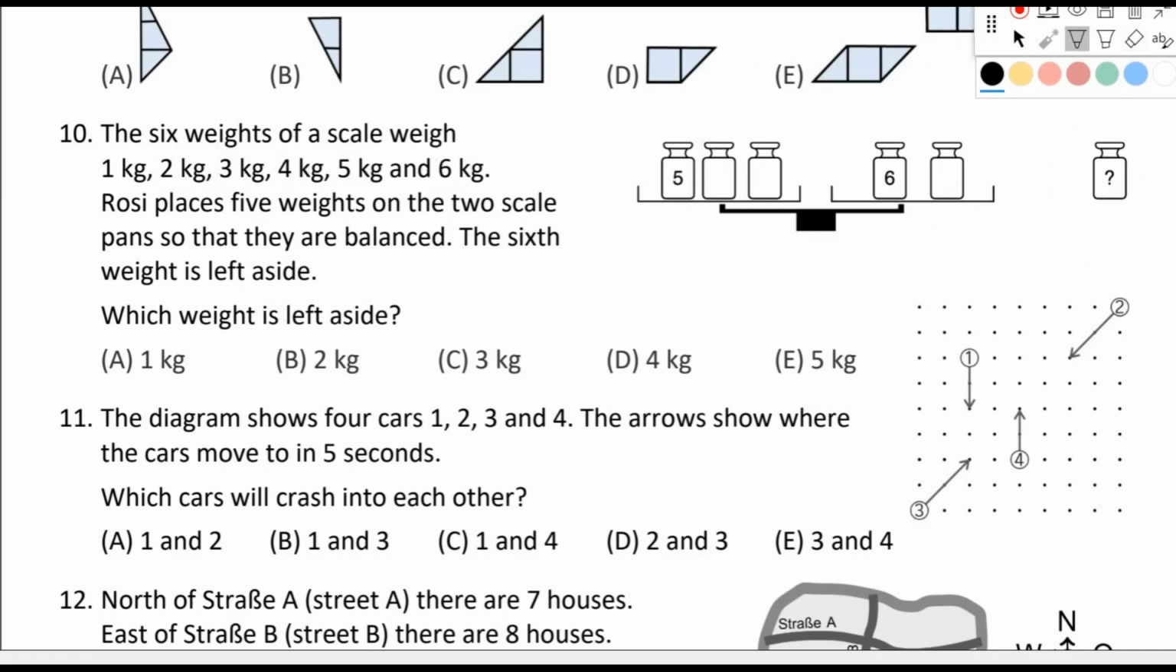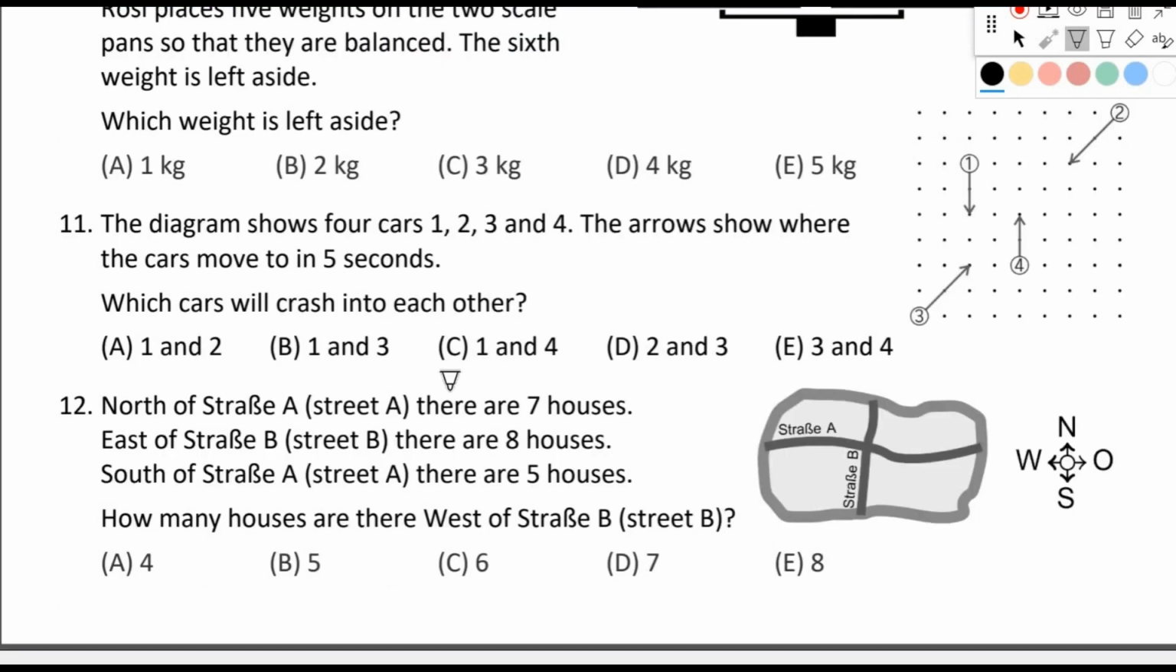So what is this jar that is kept aside? The jar that is kept aside is 1 kilogram. So that's 2, 3 and 4. Okay, so this is the 1 kilogram. The answer is option A. Option A.